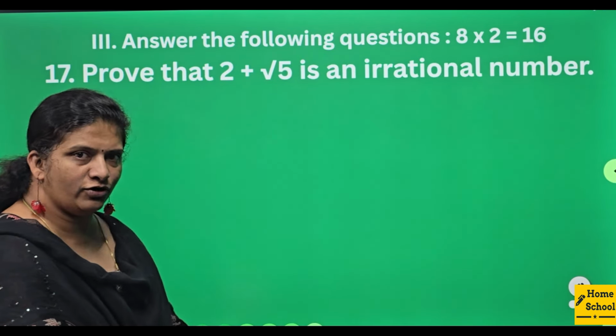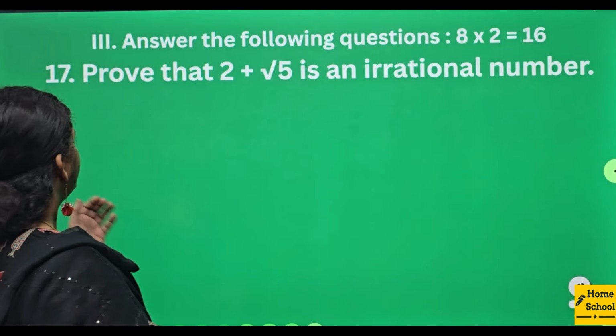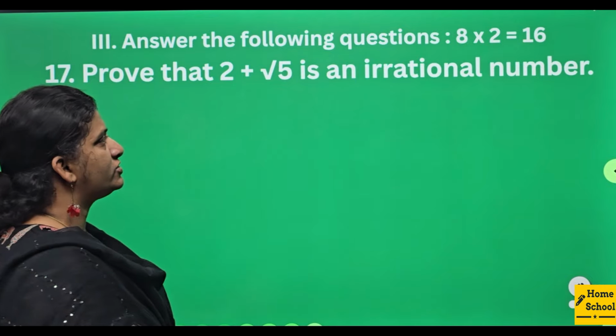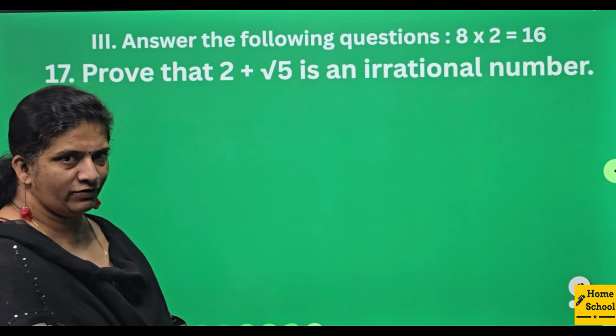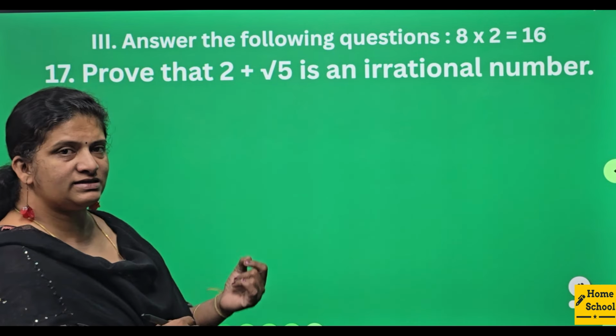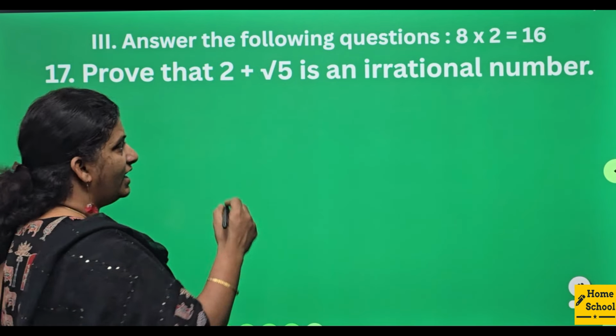Third main, answer the following questions. In this 8 2 marks questions will be there. 17th one, prove that 2 plus root 5 is an irrational number. So in order to prove these type of questions, what we need to do? First line, let us assume 2 plus root 5 as a rational number.